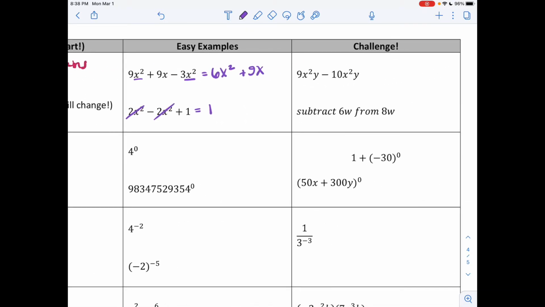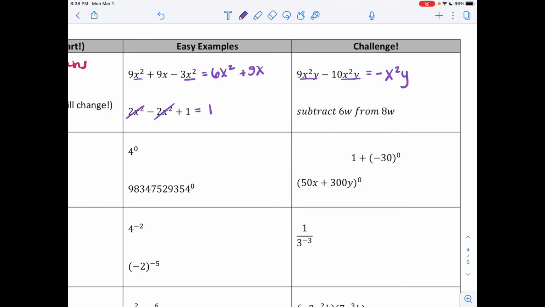If I have 9x squared y minus 10x squared y, notice again that I have bases and exponents that are the same. X squared and y occurs in both of these monomial terms. So all I need to do is add or subtract with the coefficients. So 9 minus 10 is going to give me a negative 1. Don't usually write the 1, but I will say negative. And then the like part is x squared y.